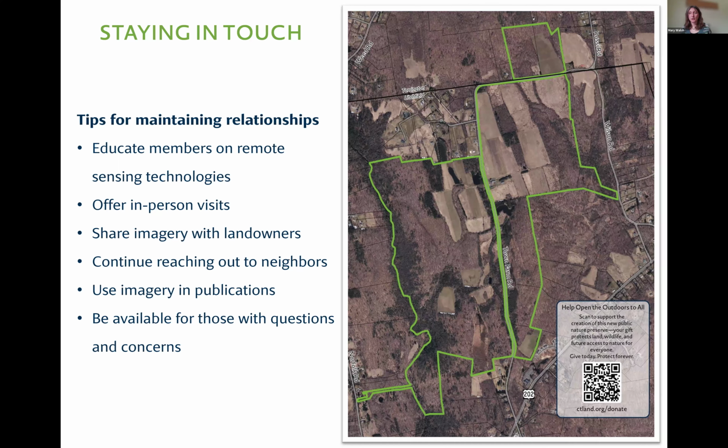We educate our members on the technologies that we're using. So I send letters to easement landowners, for example, and let them know that we're utilizing satellite imagery to monitor the protected portions of their properties. I always make sure to say the protected portions of their properties, because if you say your property, people might get a little nervous about that. Why are you looking in my backyard? Why are you looking at my house? So that's something important to say.